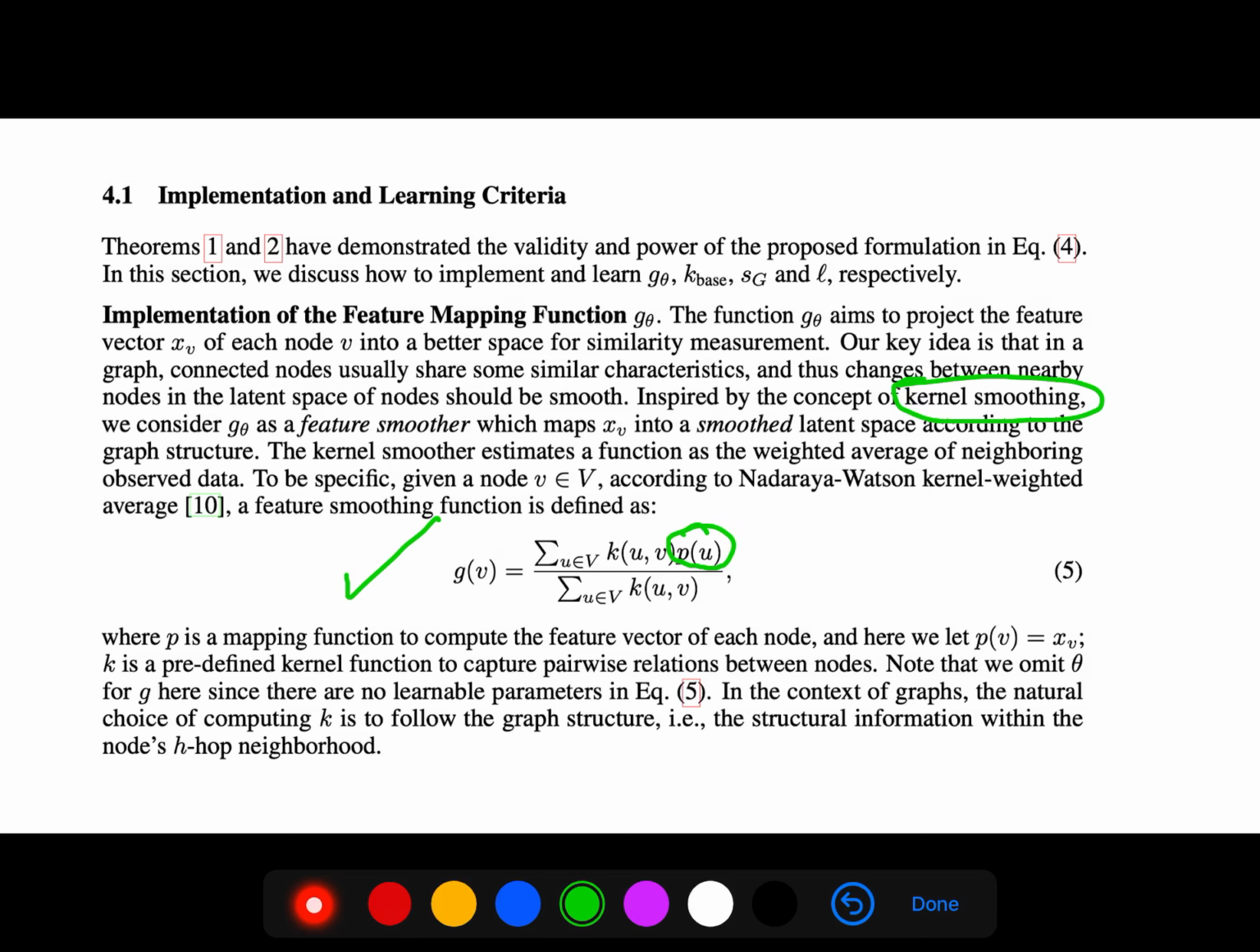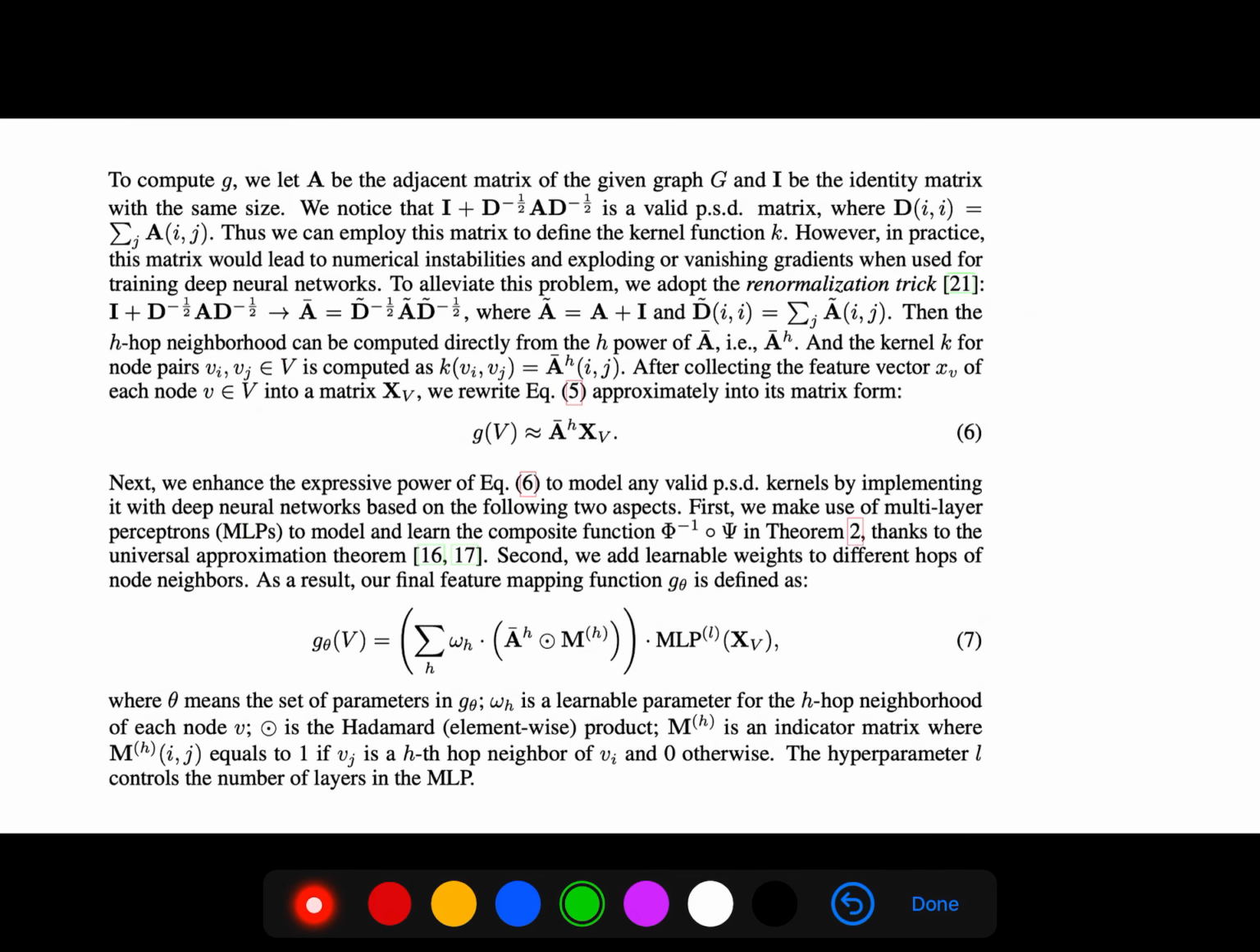And this P, you may say, is just a mapping function to compute the feature vector of each node. We can just let it be X sub v. So our final feature mapping function g is like this. This M is an indicator matrix which is equal to 1 if Vj is a k-th hop neighbor of V sub i, otherwise it's 0.